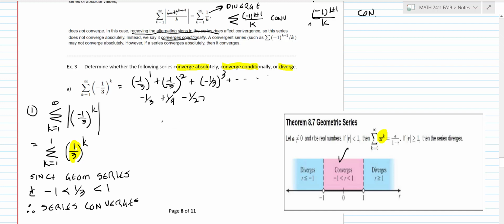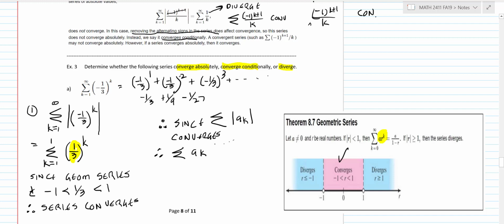So then basically what we would do is go ahead and just say, therefore, let's write it like this. Since the series of the absolute value converges, then we can conclude that the series a sub k will converge absolutely. Okay, so that's how you want to write that.